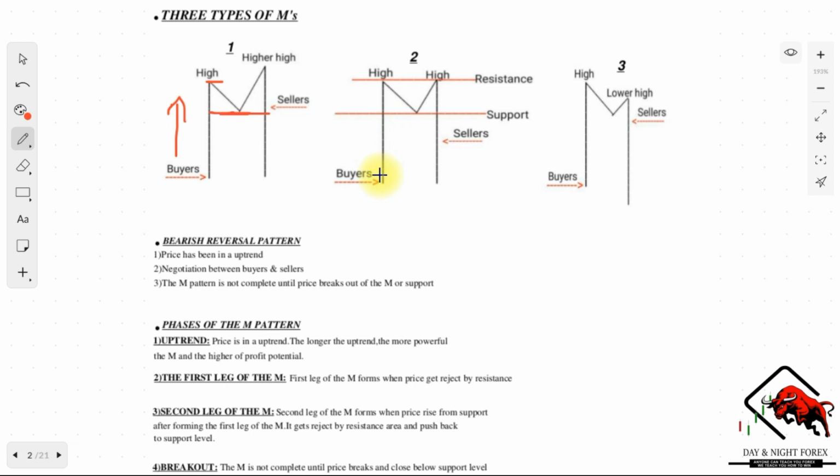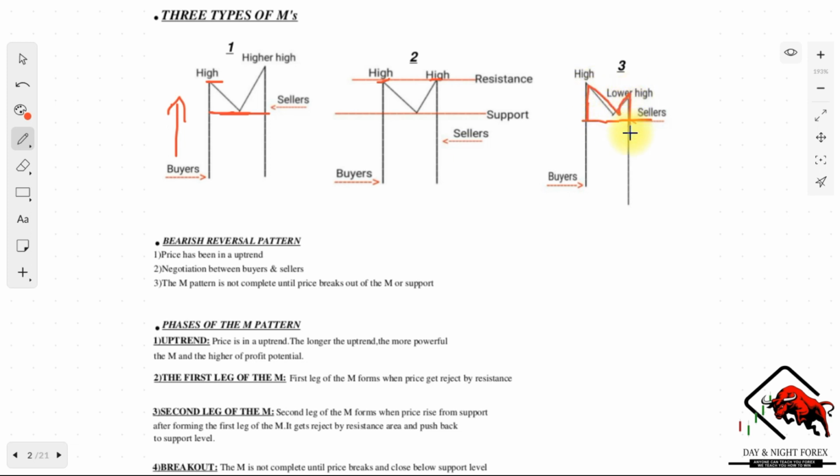So here again, the second one is whereby both points of the M are actually at the same level, right? So roughly about the same level. You can say they're creating a resistance line, so they're bouncing off a resistance point, and that is how this second M formation is formed. As you can see, we still have our support over here, and this is how the confirmed M formation will actually come out looking like, right? And then the third and last one is basically when the first point is a bit higher, and the second one is lower, but we still have that M formation forming.